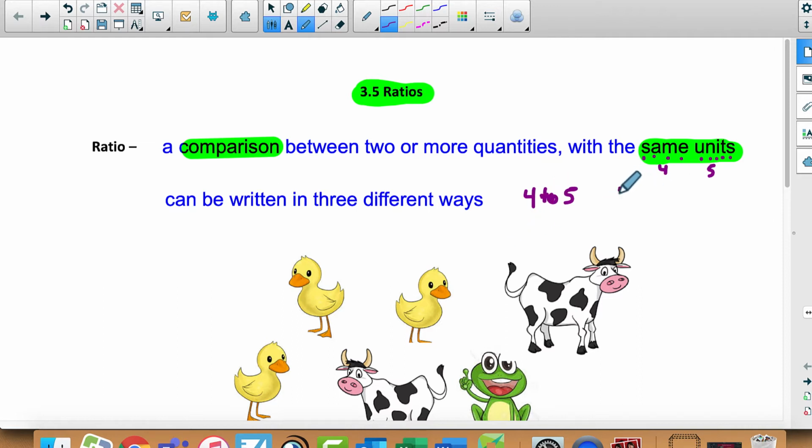Another way you can do it is you put 4 colon 5, but you still read it 4 to 5. And a third way you could do it is you could write it 4 over 5. Hey, what's that look like? A fraction. It is a fraction. A fraction is a type of ratio. Alright, now it's important, the order. Since I asked you the ratio of the word same to the word units, you have to put 4 to 5. If I asked you the letters in units to the letters in same, you do the opposite. You do 5 to 4.